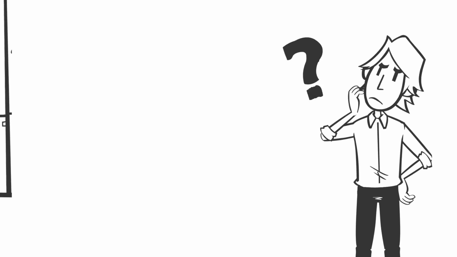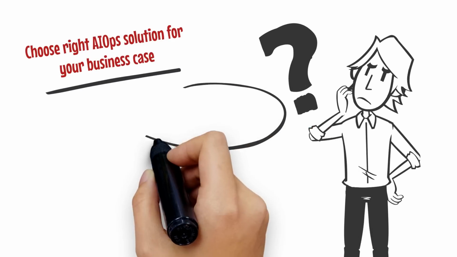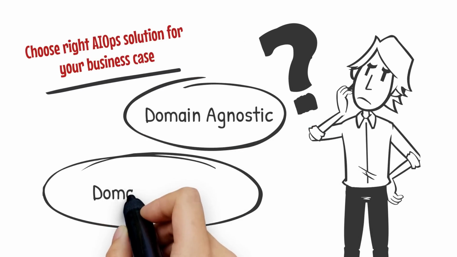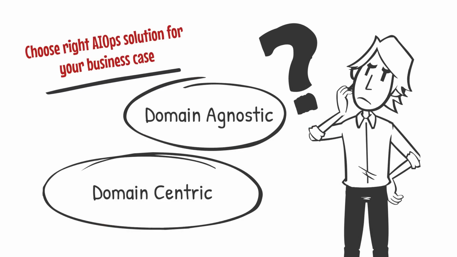After building your business case, you should choose the right AIOps solution for it. Should it be domain-agnostic? Should it be domain-centric? You should also take into consideration factors like how much time and effort it takes to implement the solution and how easy it is to use and maintain. There are many providers of AIOps solutions in the market, like IBM, Moogsoft, and many more. You should do your research properly, understand the fundamentals of these platforms, and choose the one which suits you the best.